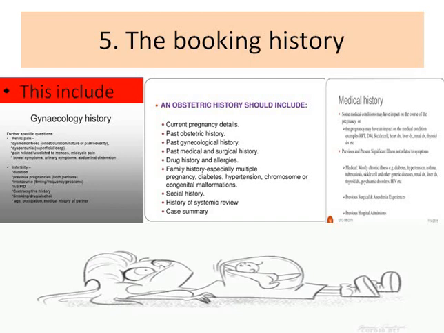And the fifth parameter is the booking history. This history includes gynecological history, which includes the last menstrual period, period frequency, cycle regulation, etc. And then previous obstetric history, any family history, or any current medical history that she is having. This also needs to be known in the booking history in order to overcome any complications or problems that can affect the fetus or the maternal health.